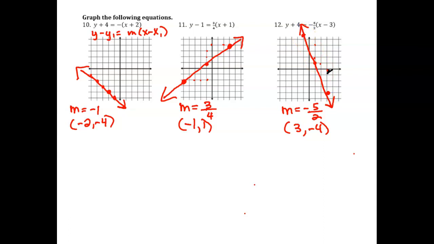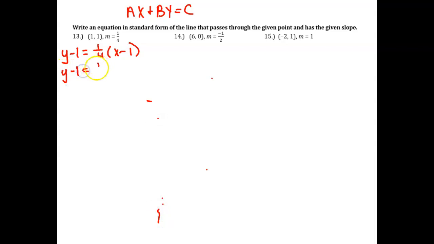Okay. All right, so 13, 14, 15, write an equation in standard form. So standard form, ax plus by equals c, of the line that passes through the point and has a given slope. So when you have point and slope, you've got to start with your point slope form. So this is going to be y minus 1 equals 1/4 times x minus 1. We then distribute. I like to get it to slope-intercept form. So we distribute 1/4 x minus 1/4. And we add 1 to both sides.